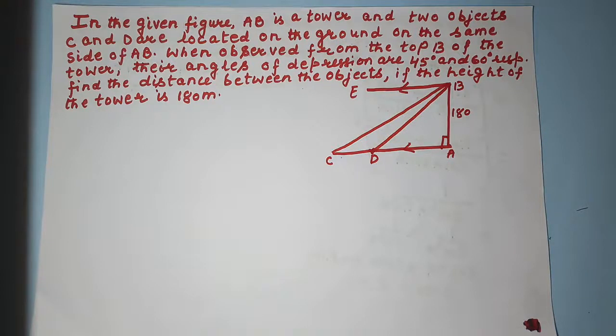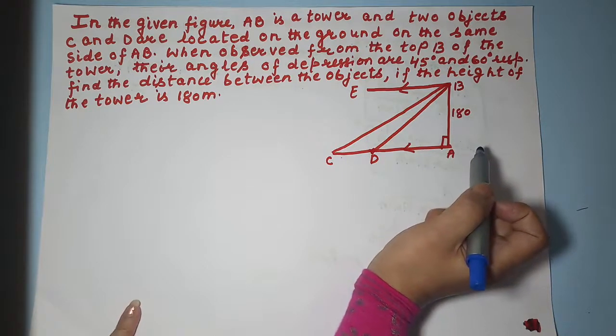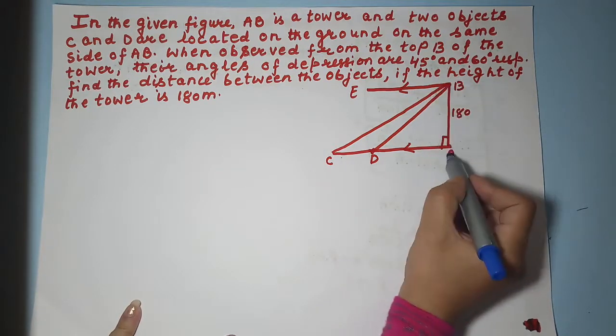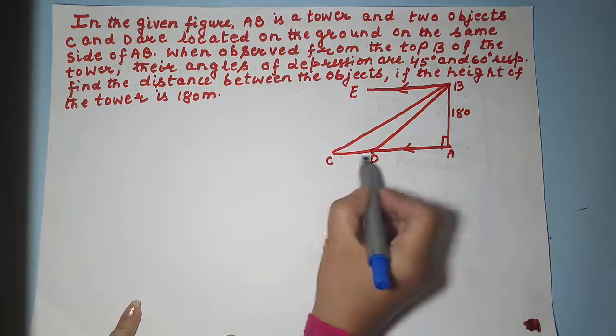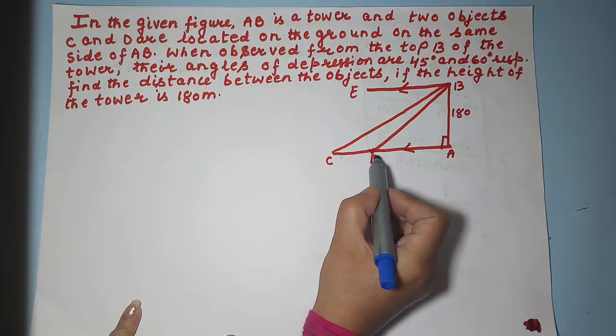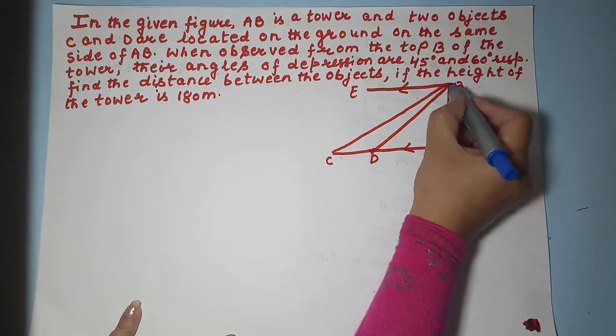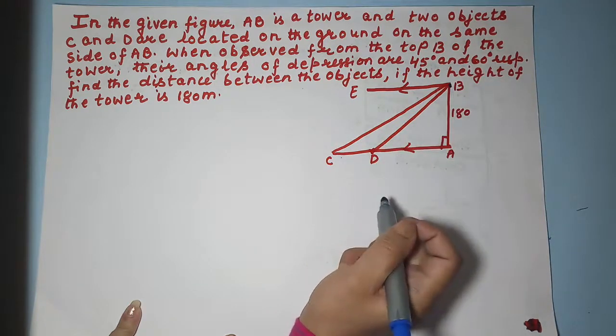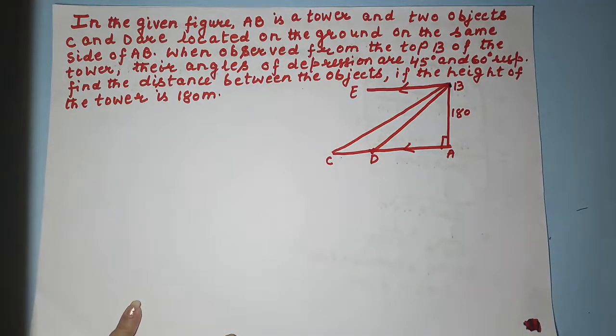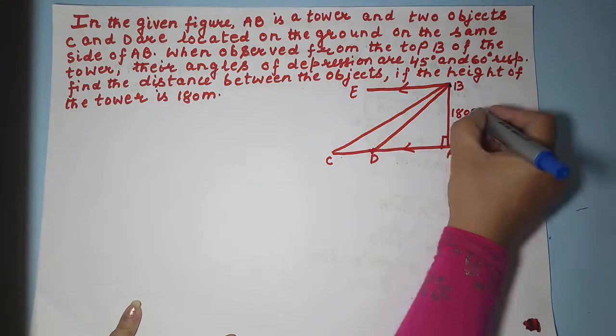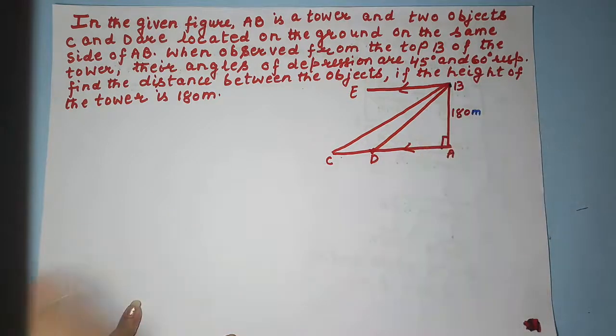Heights and distances again. Now, here the figure is given. In the given figure, AB is a tower and two objects C and D are located on the ground on the same side of AB. When observed from the top B of the tower, their angles of depression are 45 degrees and 60 degrees respectively. Find the distance between the objects if the height of the tower is 180 meters. Right? This is the figure that is given.